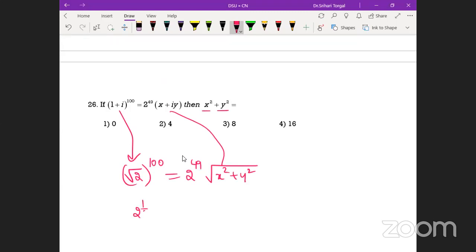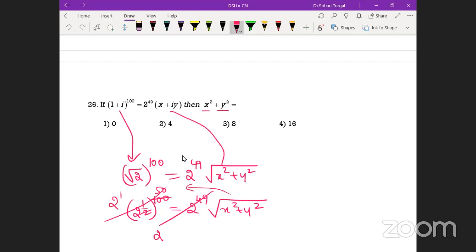2 power half, whole power 100, which is 2 power 50. Now 2 power 49 and 2 power 50 cancel. You will be left with only 2 power 1. And if you shift this square root to the other side, you will get 2 square. x square plus y square is equal to what? 2 square. That is in option 4.